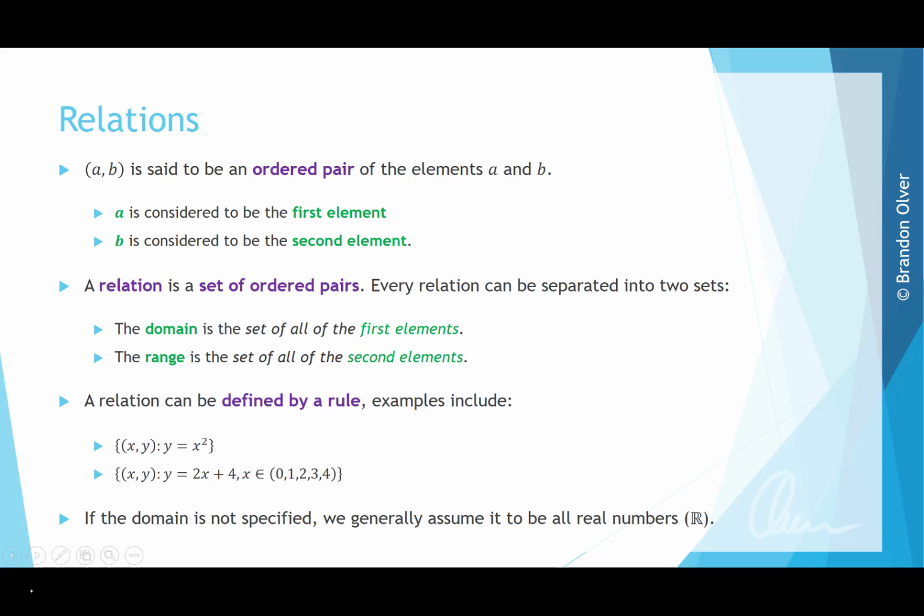If the domain is not specified, so in the second example we had a specified domain, x was these certain numbers here, whereas in the first example we had no domain specified. When no domain is specified, we generally assume it to be the real numbers.